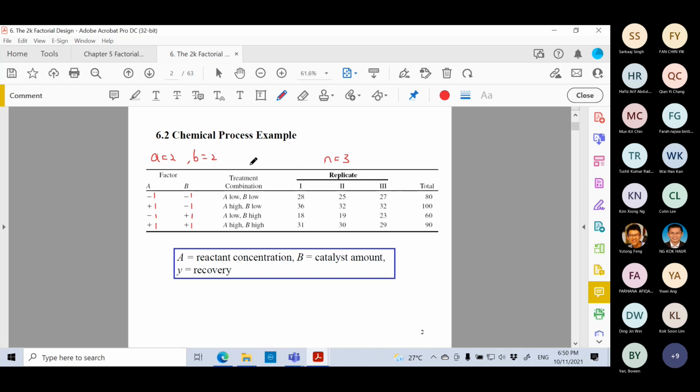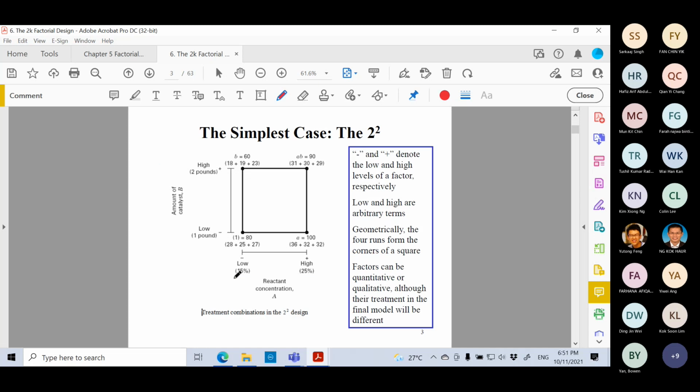So in this example, we refer to the chemical process example. Your factor A refers to the concentration, factor B will be the catalyst amount, and Y will be the recovery. Okay. So here is a simple case of the 2 power of 2 design.